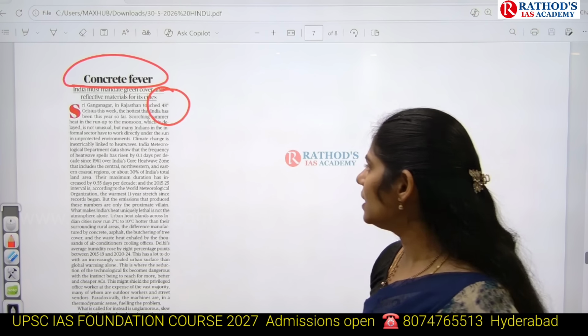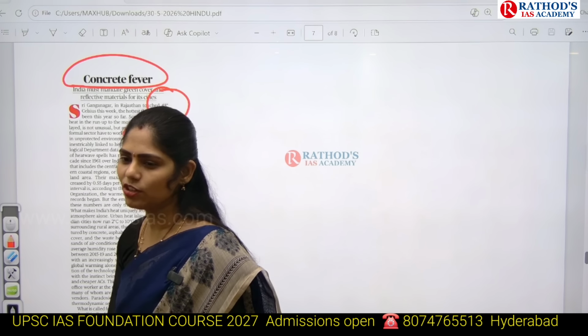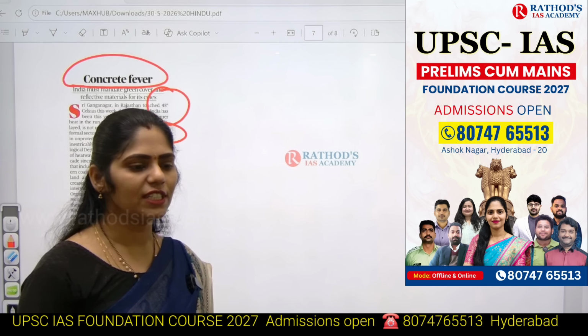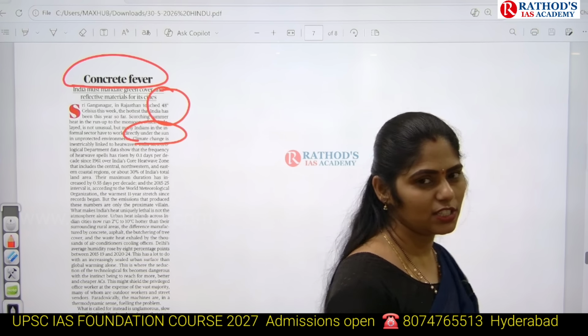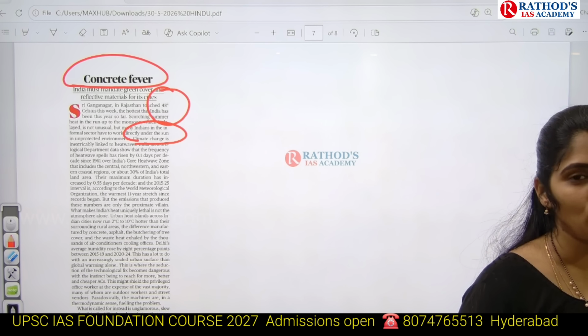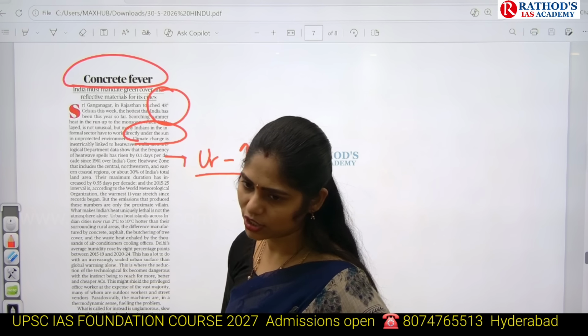Okay, so this article is saying that it is not only because of climate change. As we all know, climate change is happening, global warming is happening. Obviously, that will lead to increased temperature. So it is not only related to climate change or global warming. This article is saying that because of urbanization, because of the increase of concrete structures, there is increased temperature.